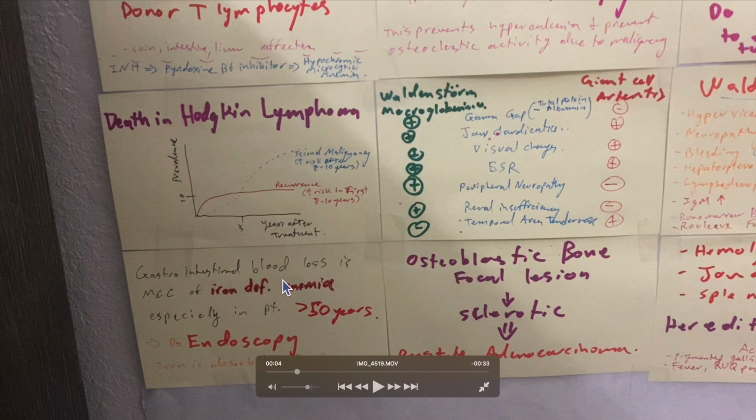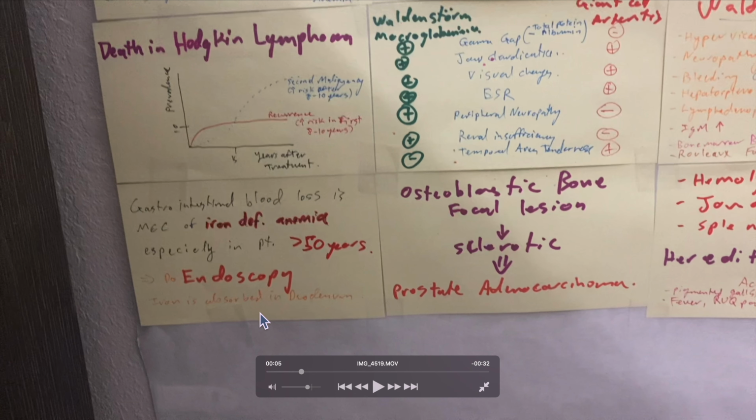Gastrointestinal blood loss is the most common cause of iron deficiency anemia, especially in patients more than 50 years of age. Do endoscopy. Iron is absorbed in the duodenum, if you didn't remember that from Step 1.